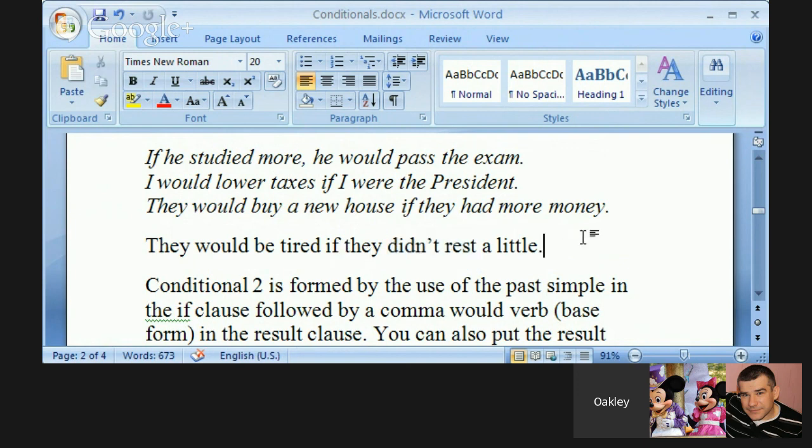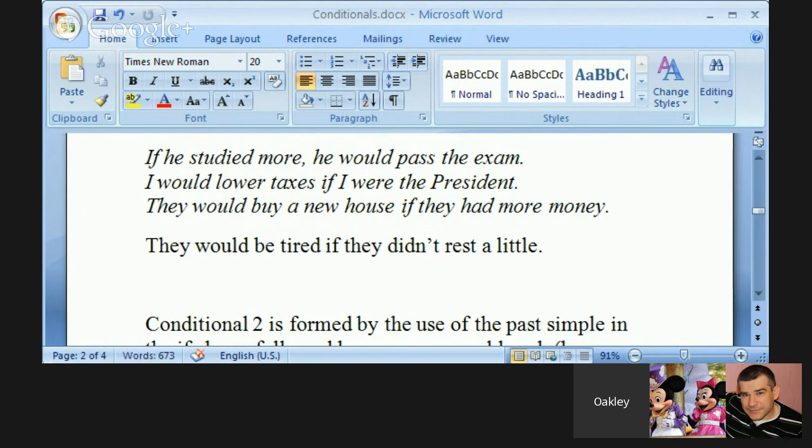Mm, it will be the same, but they would be tired unless they didn't rest a little. Well, now we don't need the didn't, because unless is negative in itself. It's one of those tricky words like either and neither. Either you're giving a choice of two things, and neither means not one or the other. So unless, same thing.